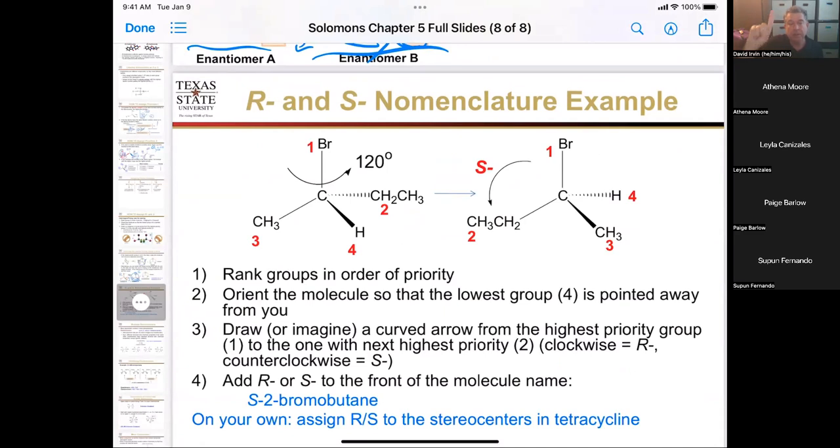Assign priorities by the atomic number first, and keep going out until you find a difference. Point the lowest priority group, always number 4 and usually hydrogen, away from you and determine whether it's clockwise or counterclockwise.